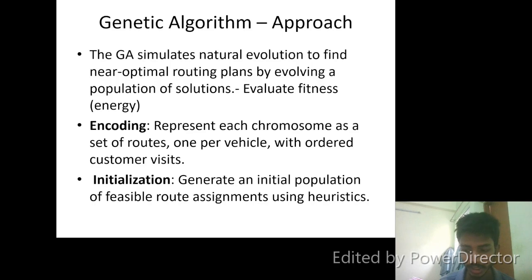To use GA, we first need a way to represent a solution. We encode each potential solution, called a chromosome, as a set of routes, one for each vehicle, detailing the ordered sequence of customer visits. The process begins by generating an initial population of these chromosomes, often using simpler heuristics or random assignments, ensuring these initial solutions are feasible.